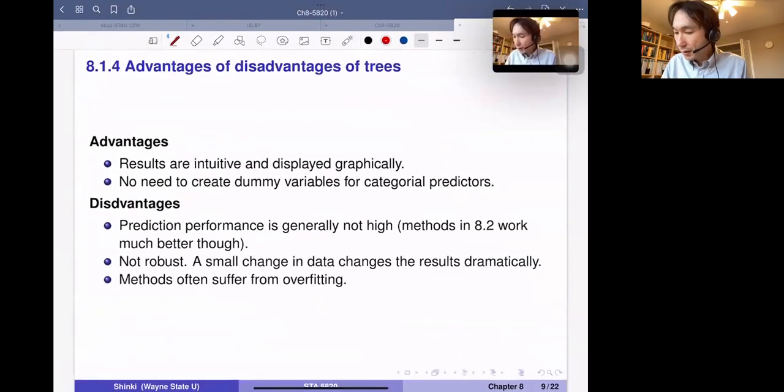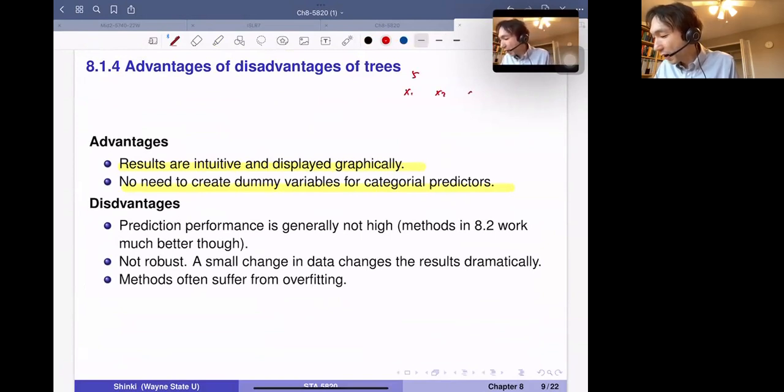The advantage of the tree method is, at first, that it is very intuitive and displayed graphically. So we split the cases by years of experience to determine salary. It's very intuitive for humans. Another benefit is no need to create dummy variables for categorical predictors. Categorical predictors are complicated. If we have 5 categories, we basically prepare 4 dummy variables and see the difference between the base level and another variable.